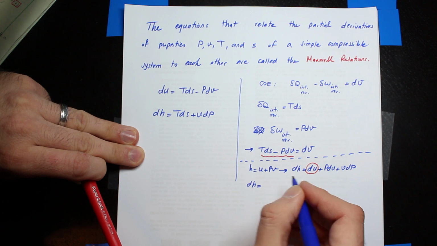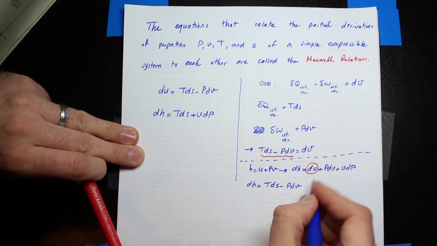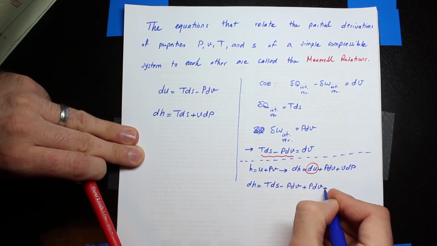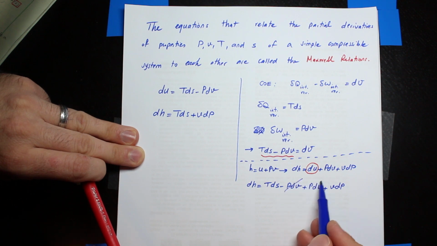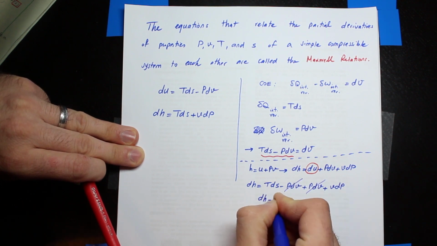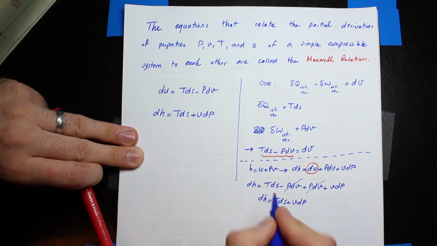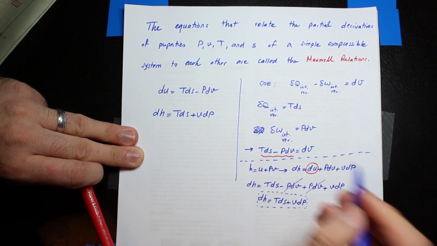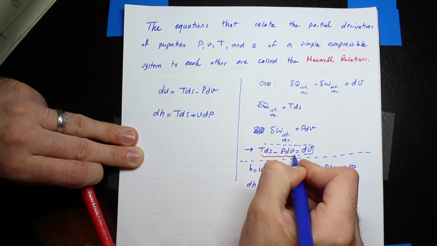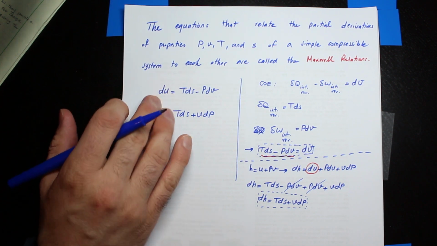So dH, instead of du, I would say TdS minus PdV, all right? And then I have plus PdV plus VdP. So this negative PdV will be cancelled with this one. So this cancels that, and I will end up with dH equal to TdS plus VdP, which is right here. Okay, so this is one of the Gibbs equations that we are using today. This is another Gibbs equation that we have. Okay, so these are the two Gibbs equations that we have.